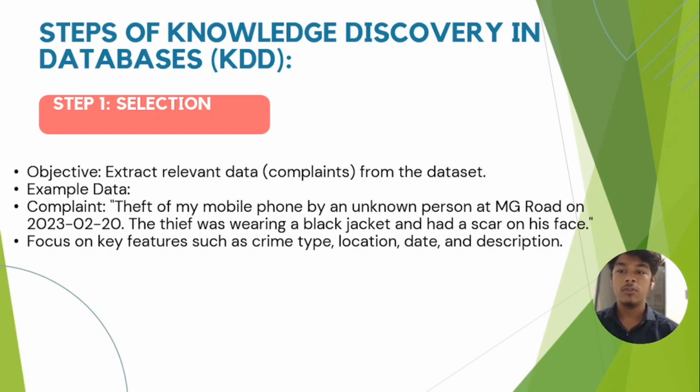For example, the complaint was theft of my mobile phone by an unknown person at MG Road, 2023, February 20. Now, the thief was wearing a black jacket and had a scar on his face. Focus on the key features such as crime type, location, and description.